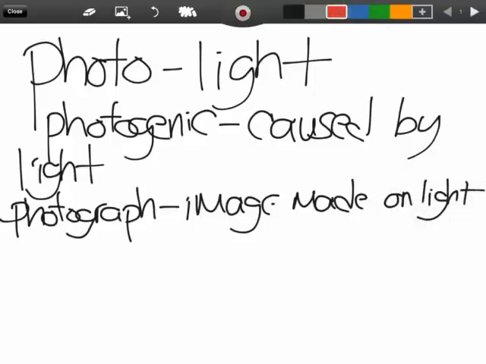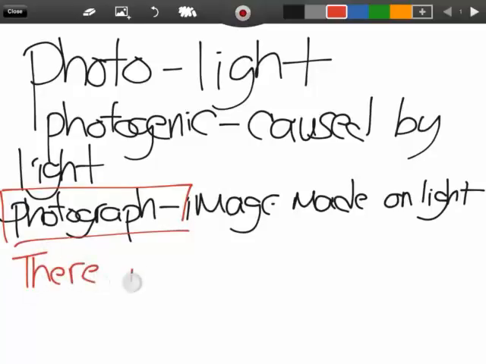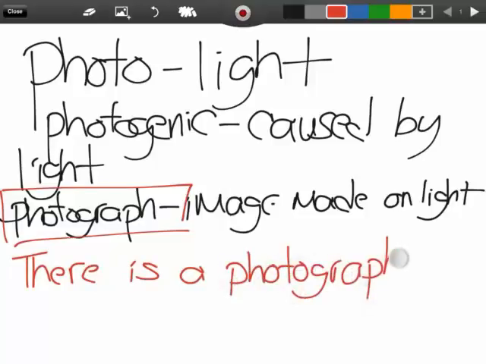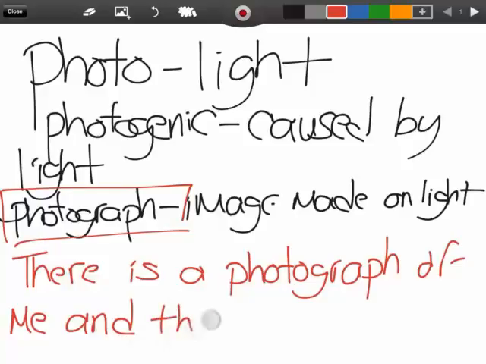Right, I'm going to go ahead and take photograph and use it in a sentence. I'm going to go ahead and read that to you. There is a photograph of me and the president.